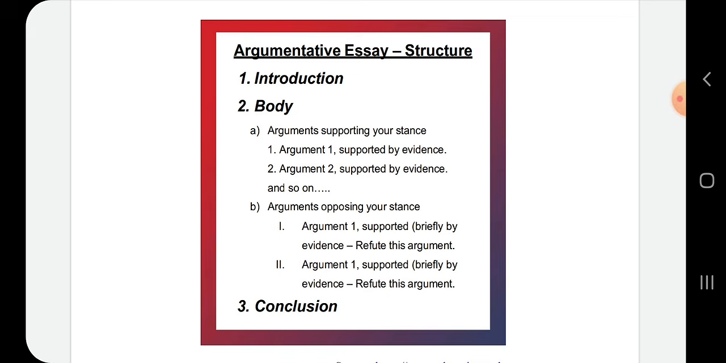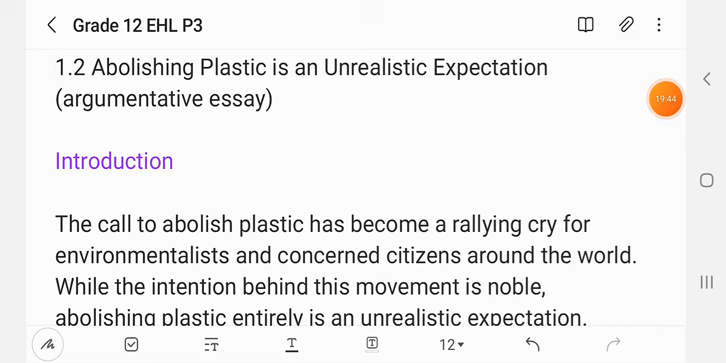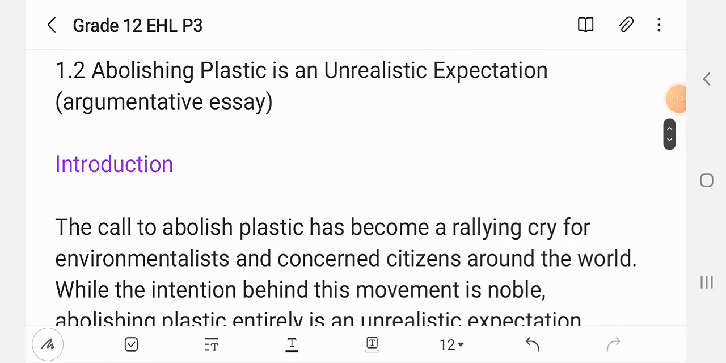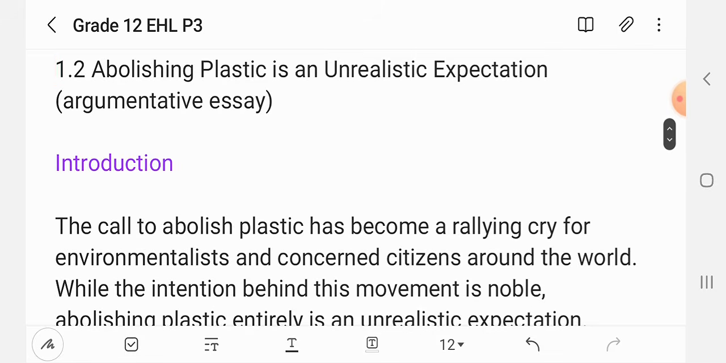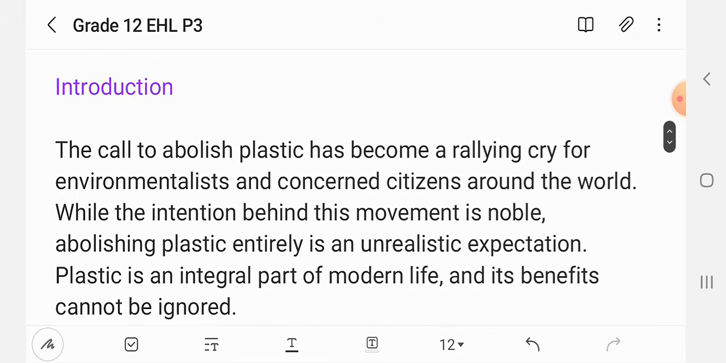Argument 1 supported briefly by evidence. Refute this argument, and you have to conclude. So here, abolishing plastic is an unrealistic expectation. So we are arguing that abolishing plastic is an unrealistic expectation. Do you agree or do you not agree?